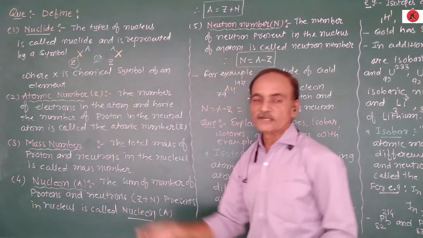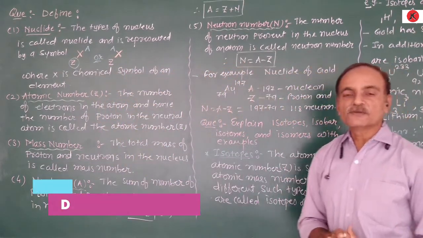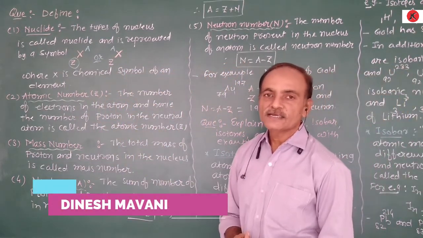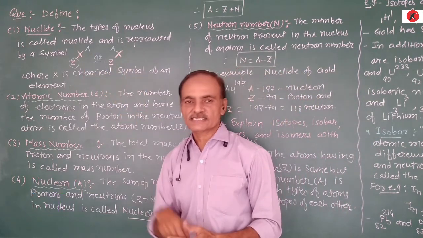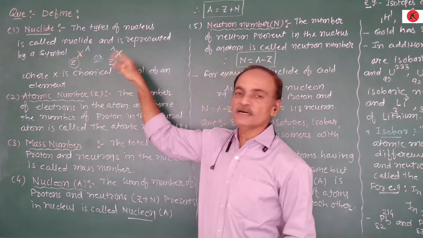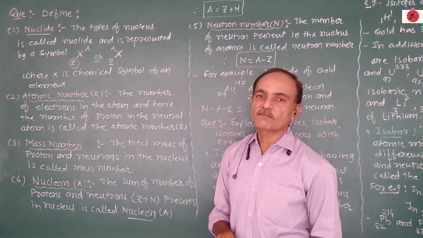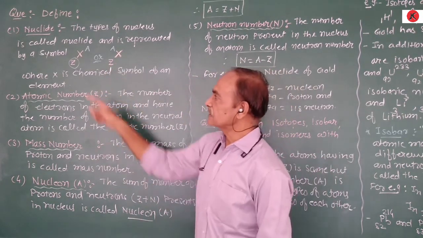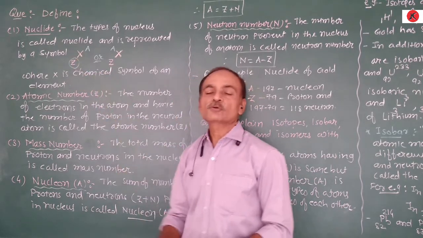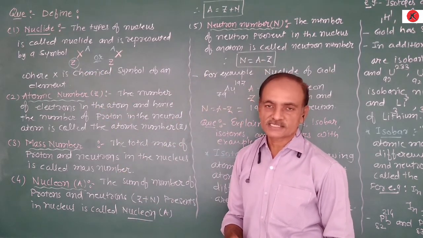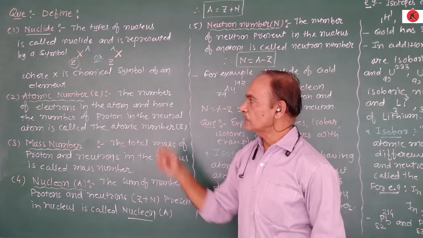Again, what is the nuclei? The types of the nucleus are known as the nuclei, symbolically represented by ZXA. Z is the atomic number, A is the atomic mass. That means Z is the number of protons and A is the total number of nucleons in a nucleus.